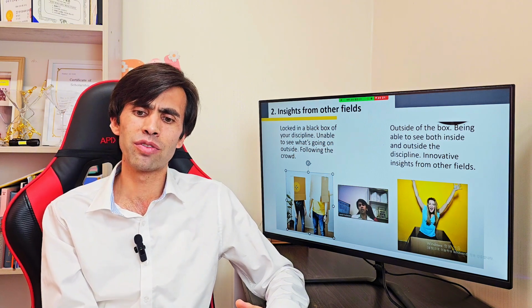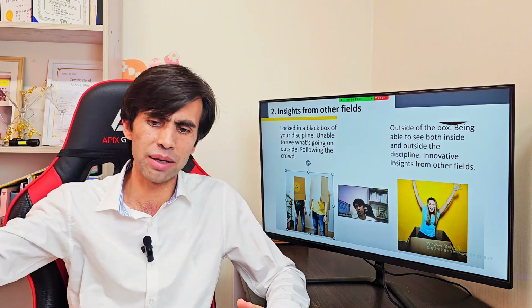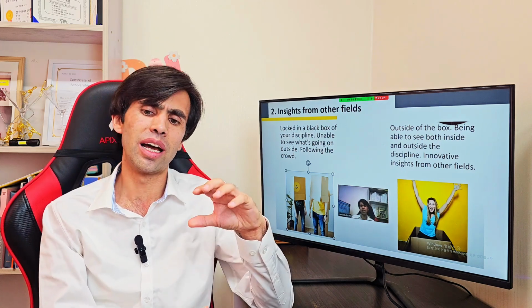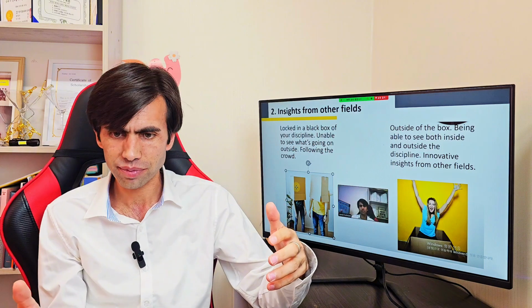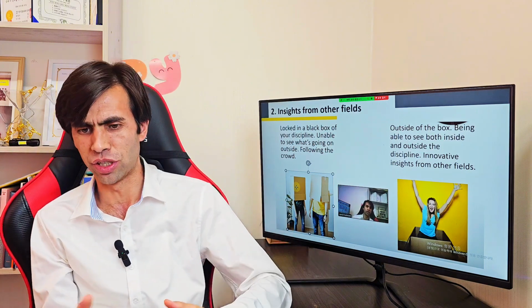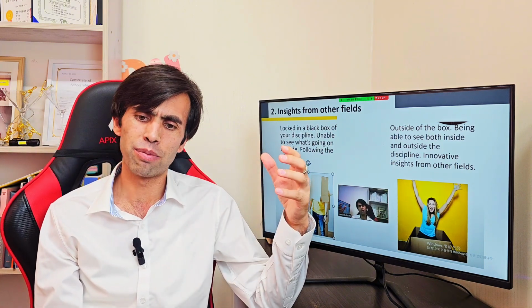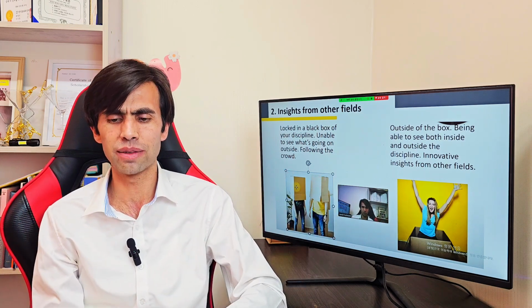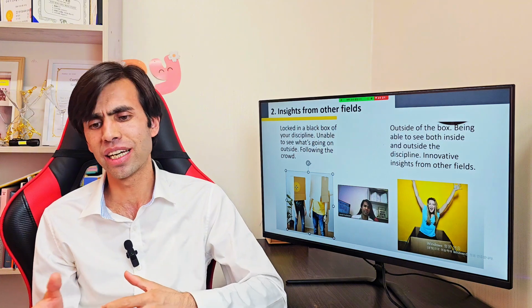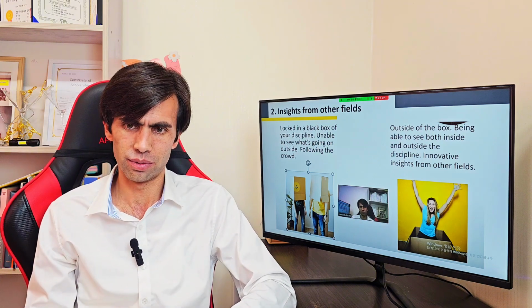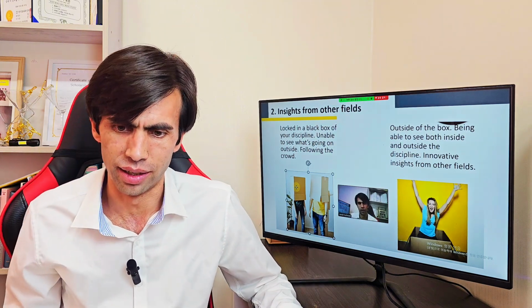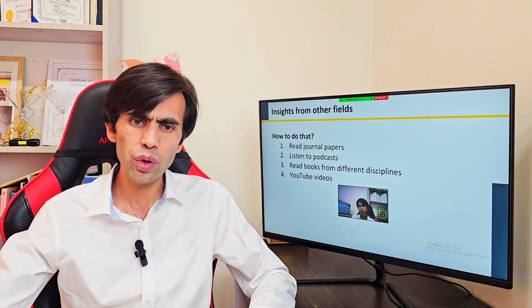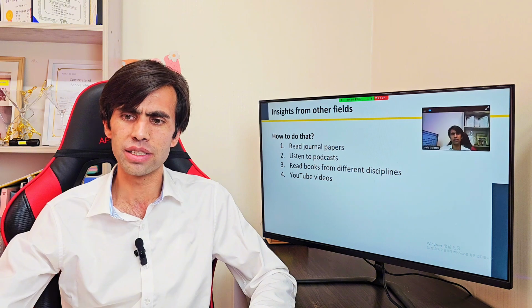Or when we have some information about politics, we can bring that into our own research area, and study the effect of elections on labor market participation. Election is a political area, labor market participation is a labor economics area. So we can mix both of them and create our own novel research idea, which can be a great contribution to the research. And how can we gain insight from other fields? There are four ways.